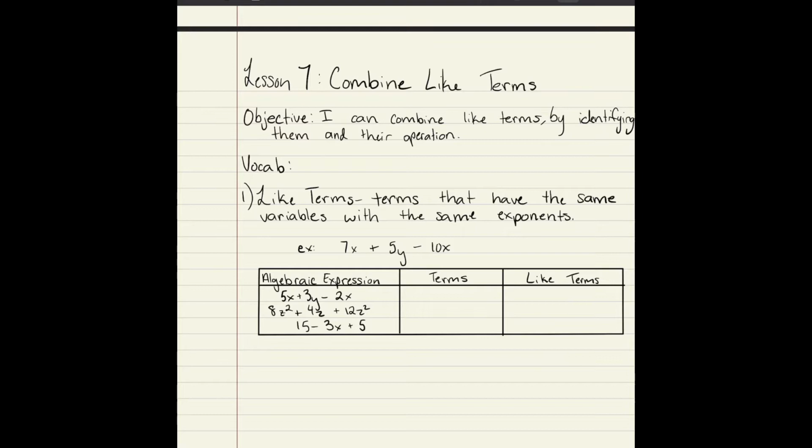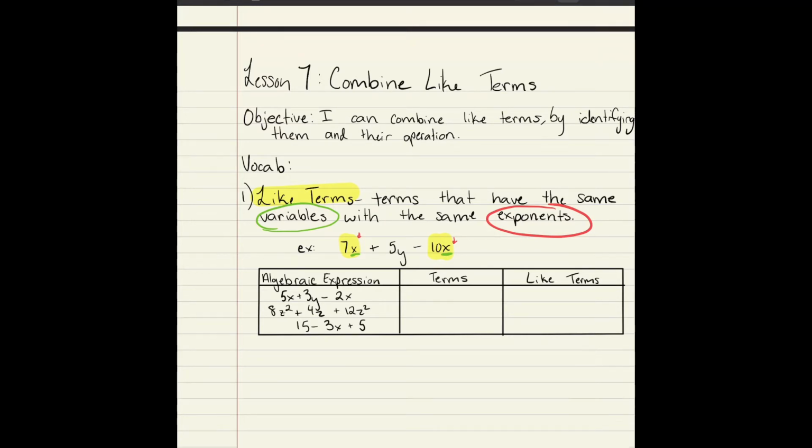Our vocab word is like terms. Like terms are terms that have the same variables with the same exponents. For example, 7x plus 5y minus 10x. Our like terms here would be 7x and 10x. They are like terms because they have the same variable, which is x, and they have the same exponents, which is none. So they have no exponents.